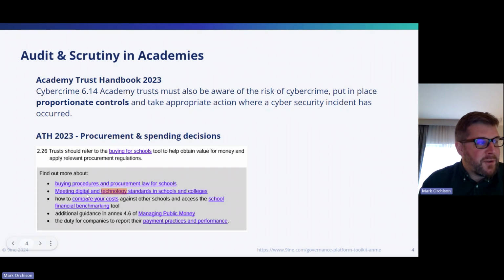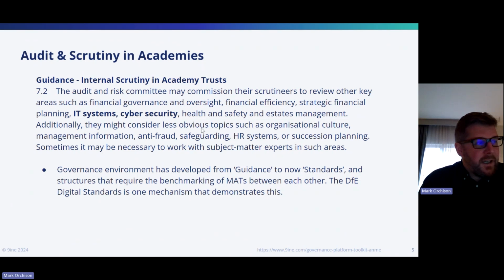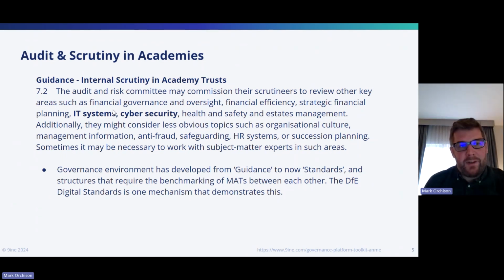They reference the meeting digital and technology standards in schools and colleges almost as a signpost to what you should be seeking to achieve. And in here, another document, which is internal scrutiny for Academy trusts. So around audit and risk, again referencing the governance and oversight for IT systems and cybersecurity, again linking back to the DfE digital standards. So very much from that political context is being presented that these are targets that you should be seeking to meet.